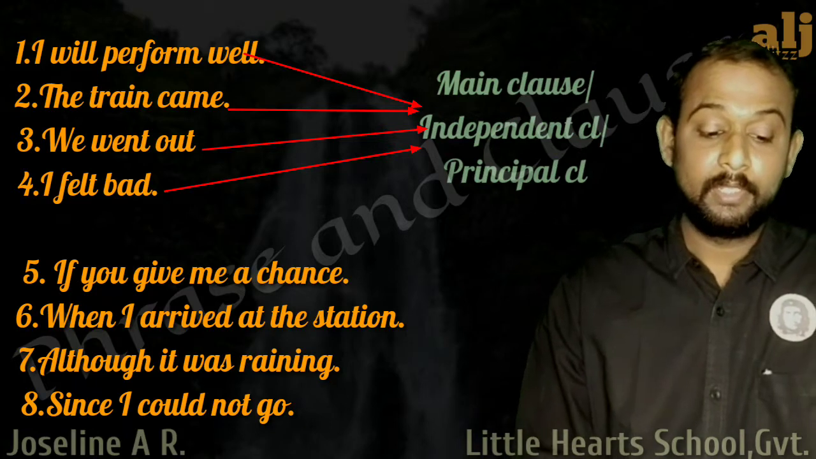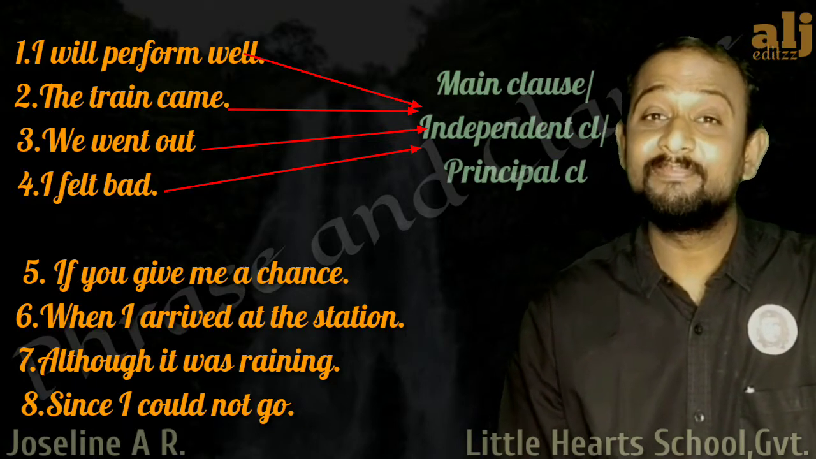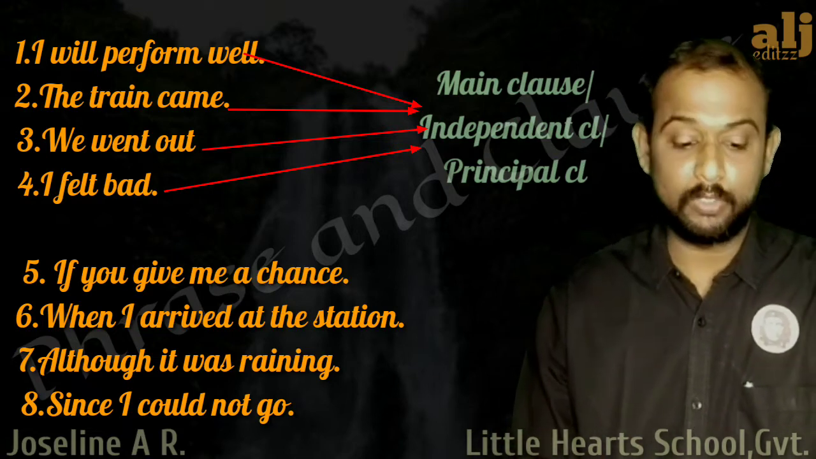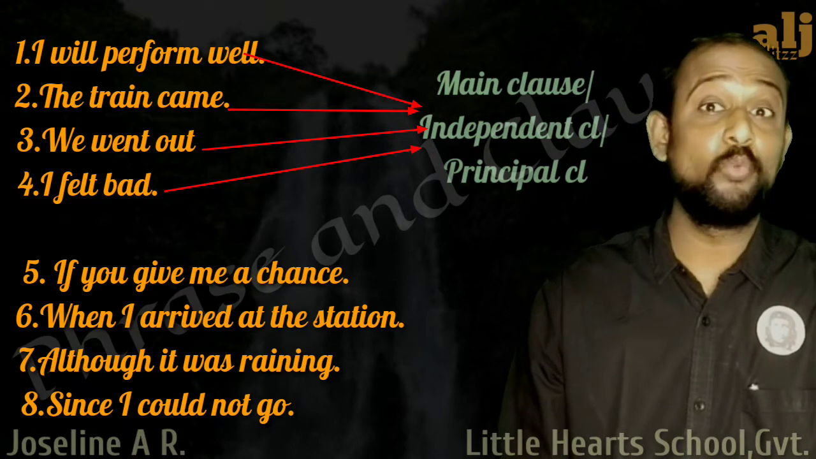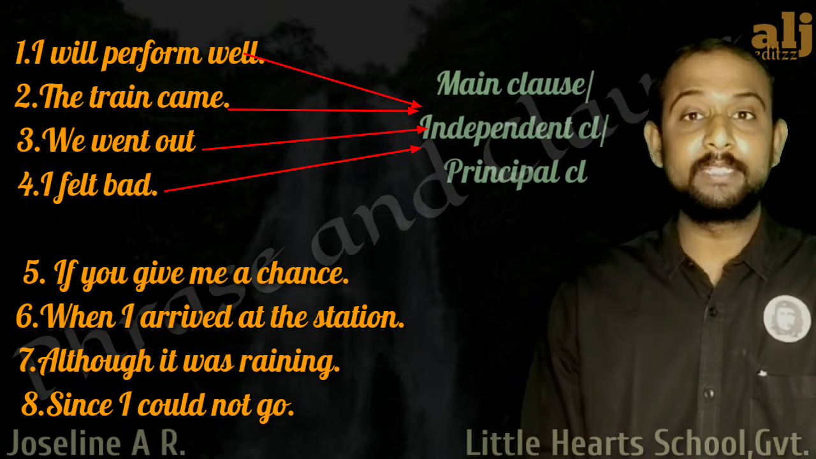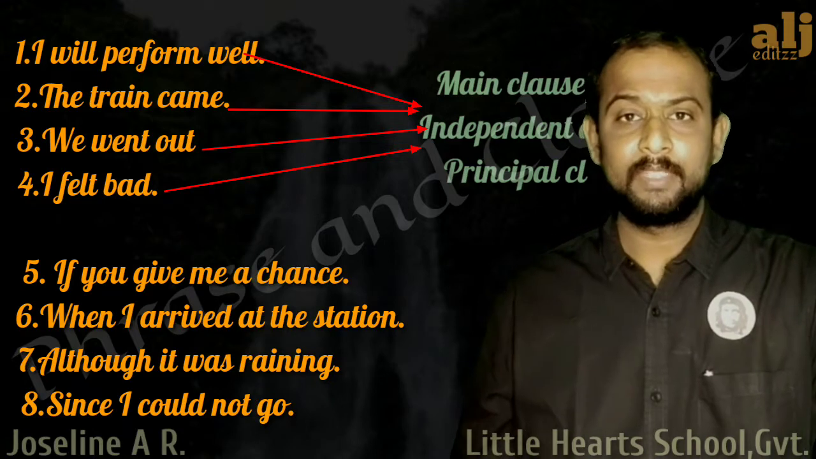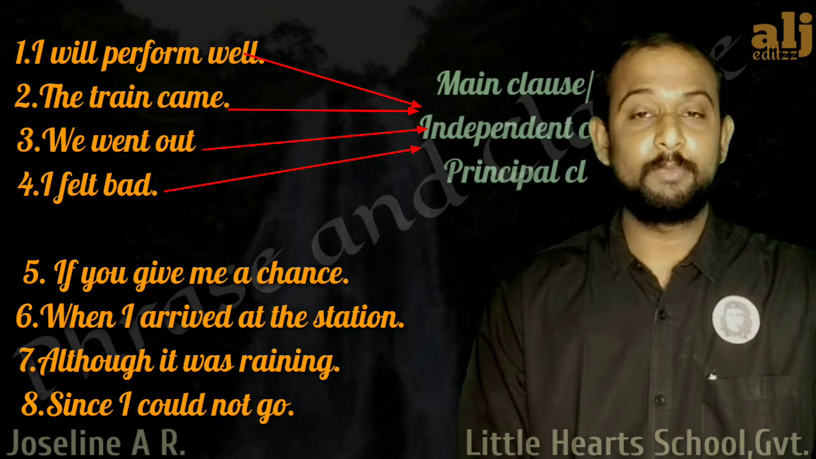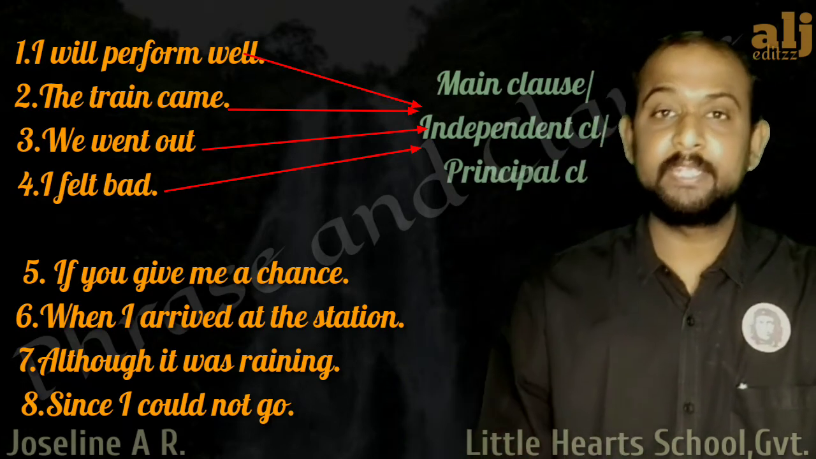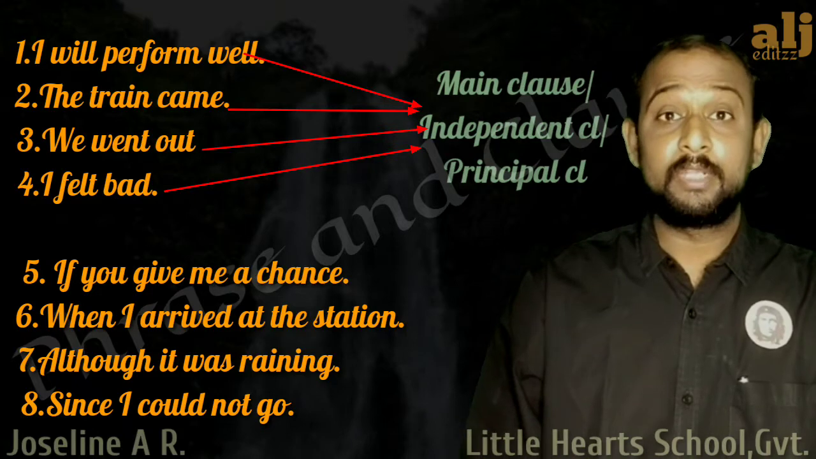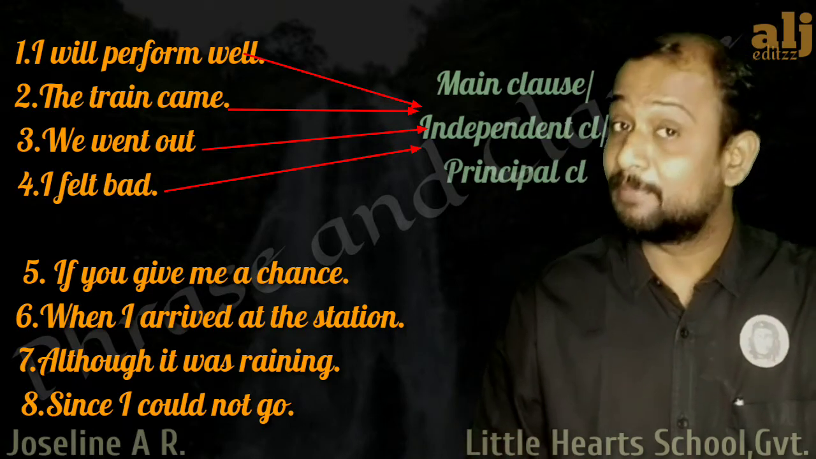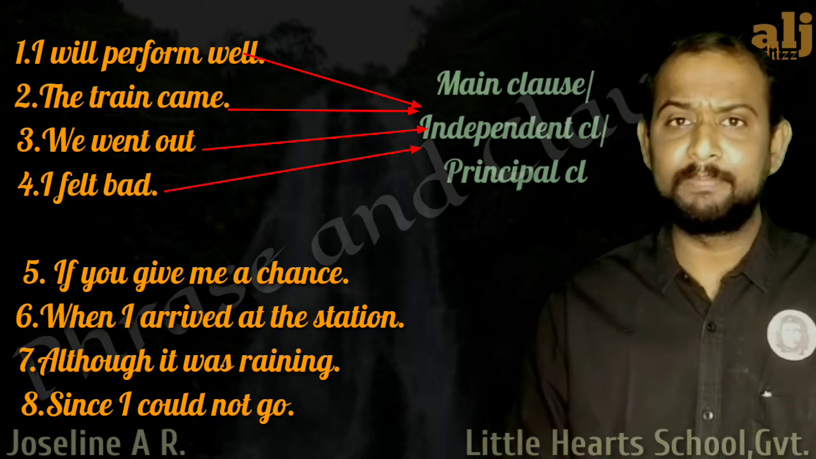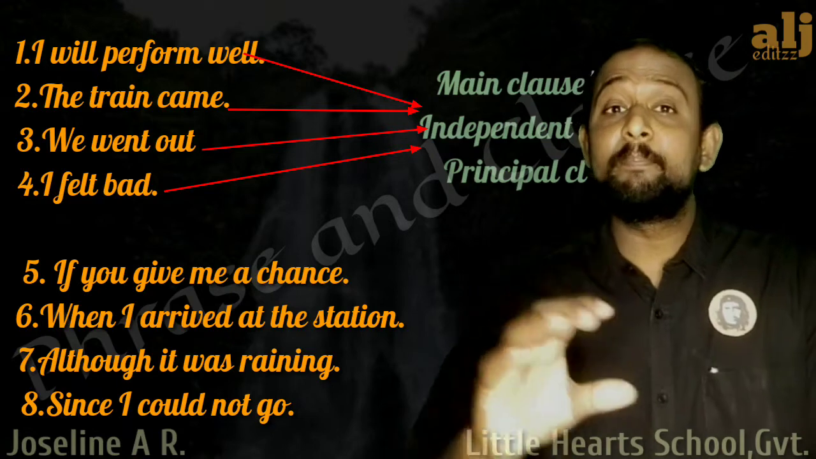Next one, second one. The train came. The train came. It is also a main clause, independent clause. Next, we went out. It makes a complete sense because we have a subject and a verb. It is a simple sentence as well. So it is in fact an independent clause. Got the point? Remember, independent clause stands by itself. It has a subject and verb. Got it? It is also a simple sentence. It makes a complete sense. Okay. See, next one. I felt bad. I felt bad makes a complete sense. So it is also an example for independent clause.